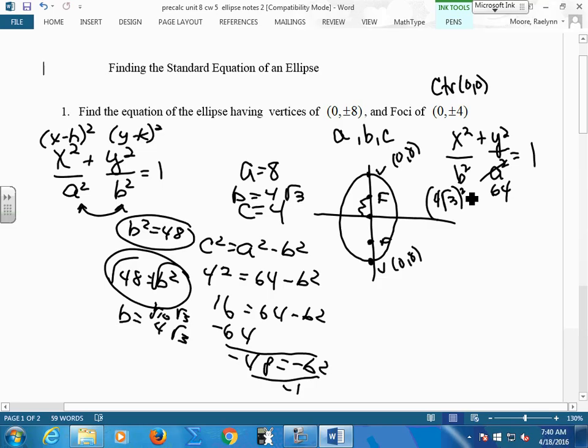And when you make an equation, leave it as a square. So we've got x squared over, we know our B squared was 48, plus y squared over 64 equals 1.